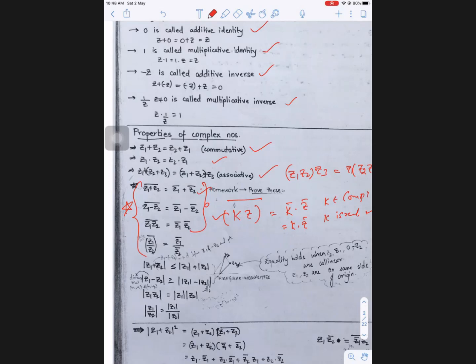Amrut, what is the result? Student, is my voice audible? Yes, sir. Sir, can you tell the question again?